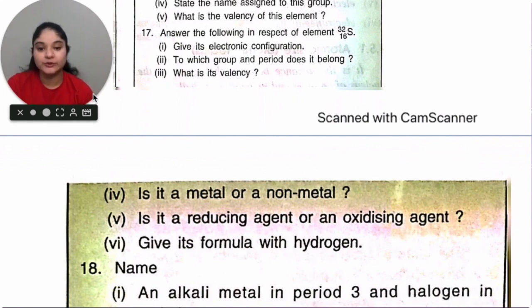Next is it a reducing agent or an oxidizing agent? It is an oxidizing agent. The next is, give its formula with hydrogen. So this is an interesting one. I'll do that on the screen for you.